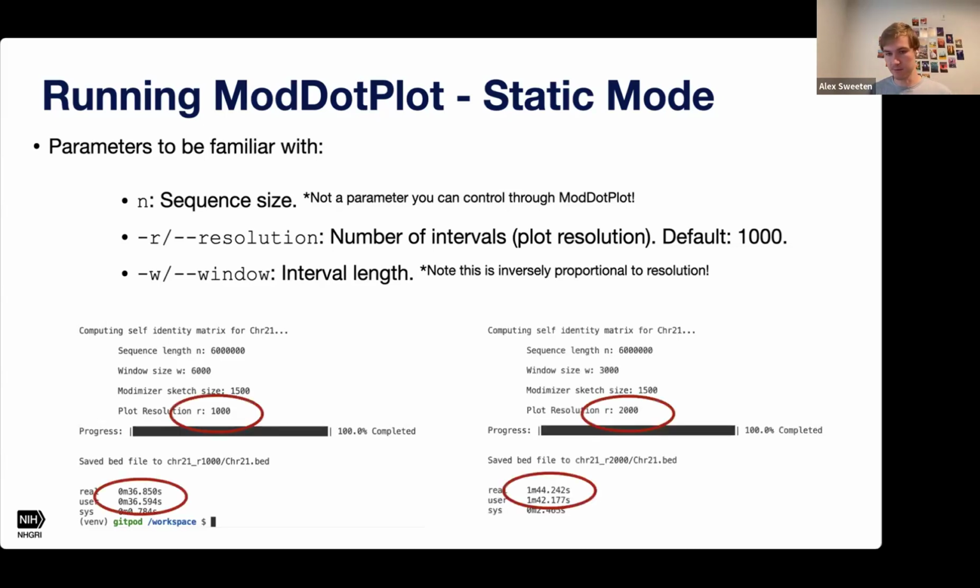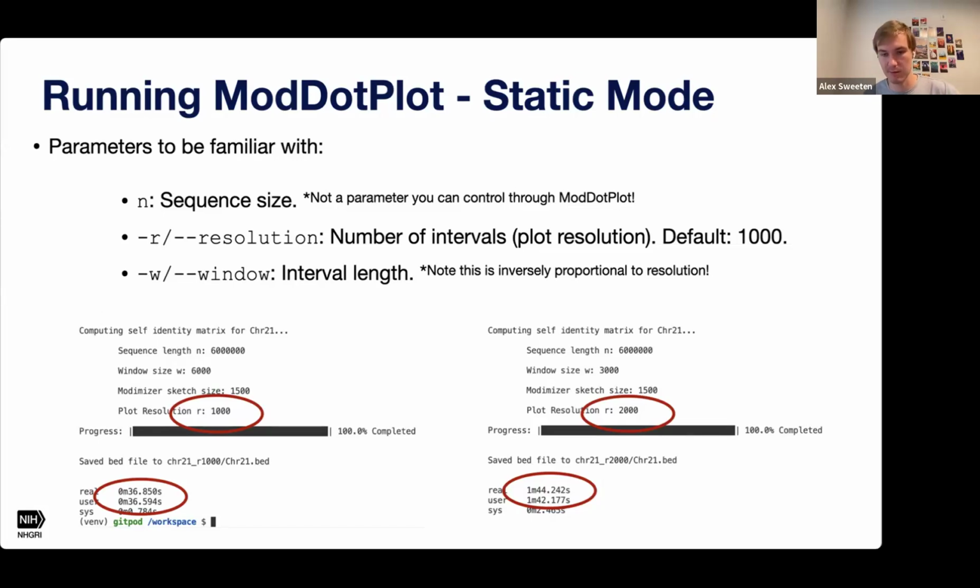But now we can run that same sequence again, this time with double the plot resolution. So instead of segregating into 1,000 intervals, we're going to segregate into 2,000 intervals. And this ends up tripling the runtime, which makes sense because this does scale quadratically with resolution, but doesn't really have any impact with regards to the sequence length. If you used a very large sequence, it would also take longer when you up the resolution.